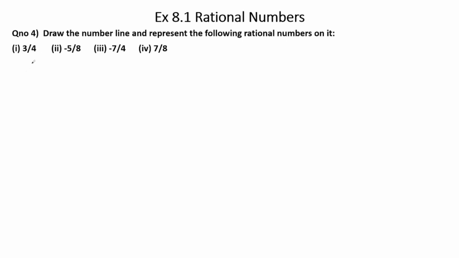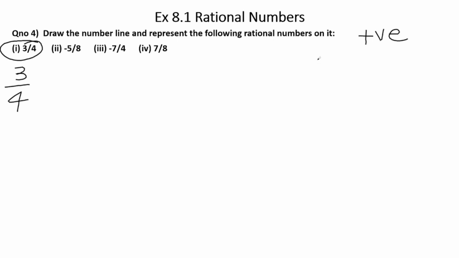Question number 4. Draw the number line and represent the following rational numbers on it. First one is 3 divided by 4. 3 divided by 4 is a positive rational number.